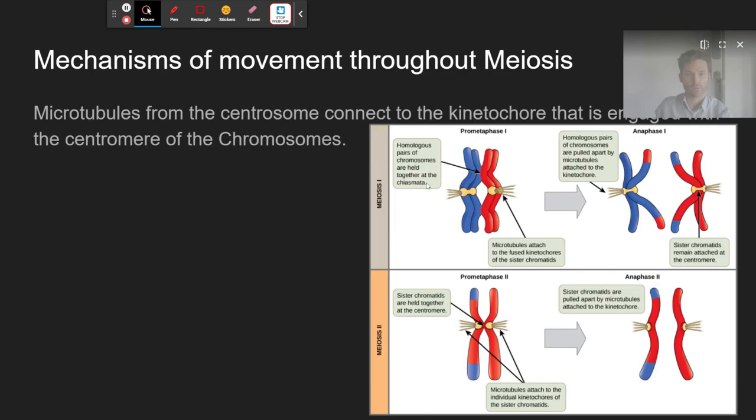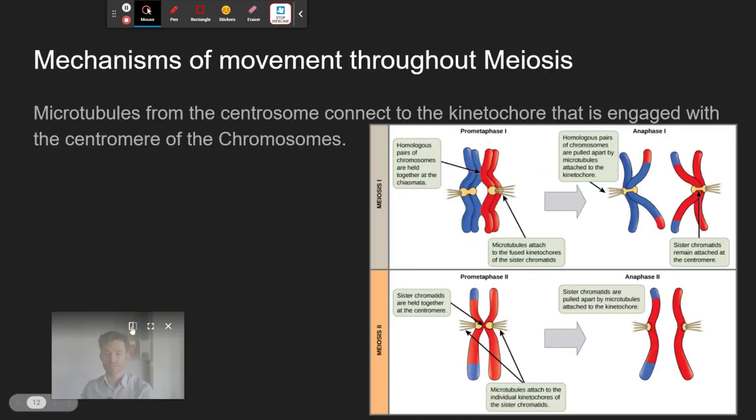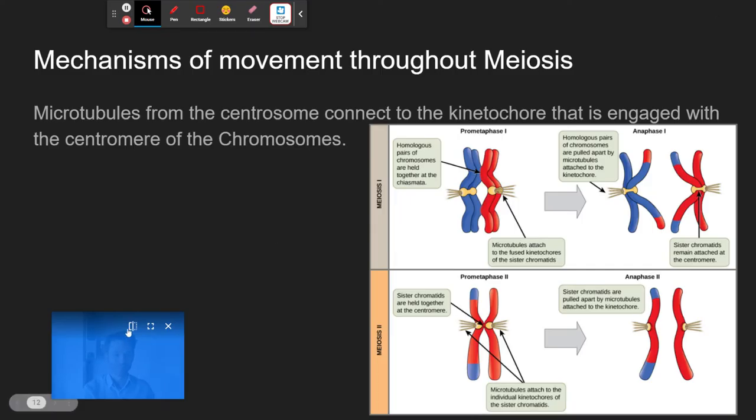Why is my face not moving? Here we go. All right. And now I'm sepia for some reason. And now I'm reversed for some reason. And now I'm full screen for some reason. And now I'm blue. Okay. All right. Well, I'm staying sepia.